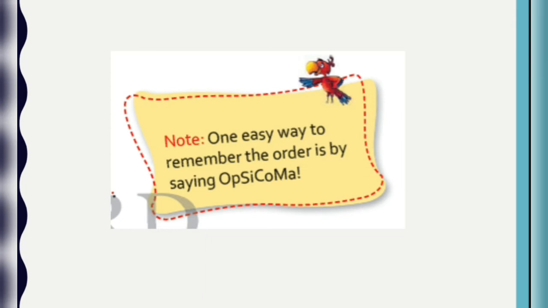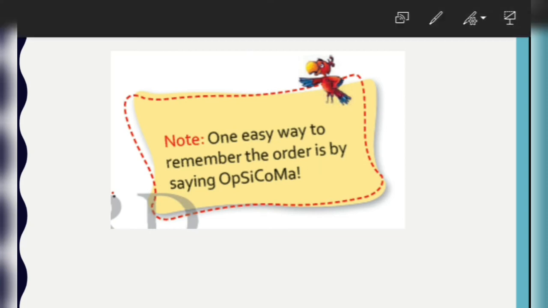So here is the tip. One easy way to remember the order is by saying "upsi comma". Now, upsi comma means up means opinion, si means size, ko means color, and ma means material. So, this is the sequence you are going to follow. Upsi comma. This word you are going to remember so that you can arrange the adjectives in sequence.